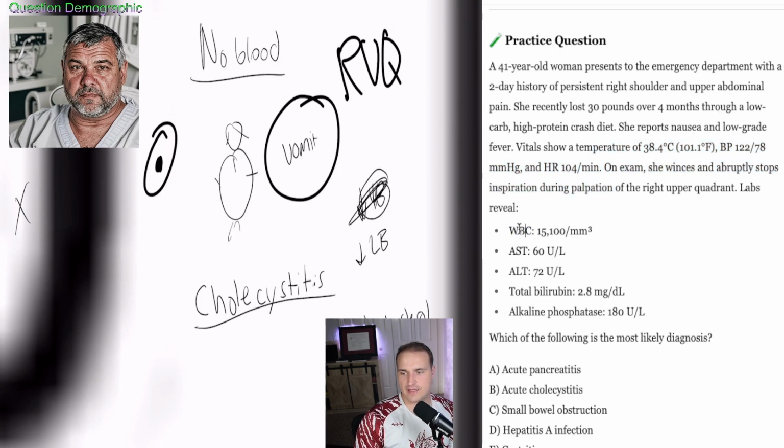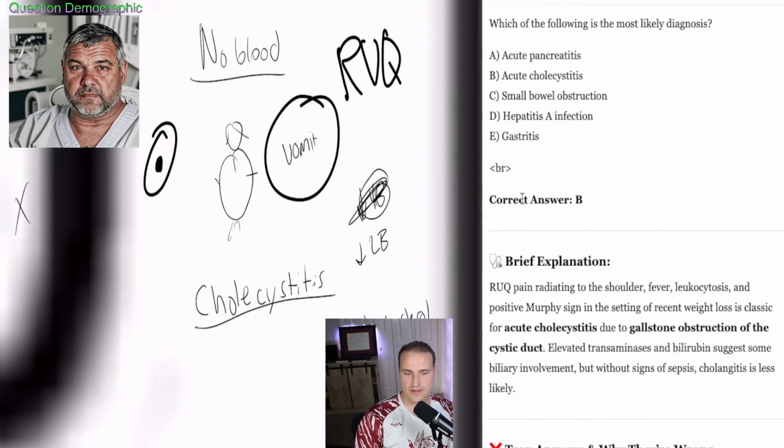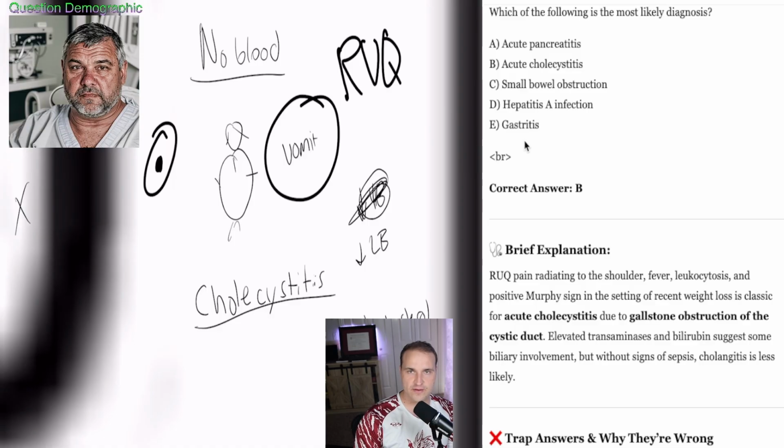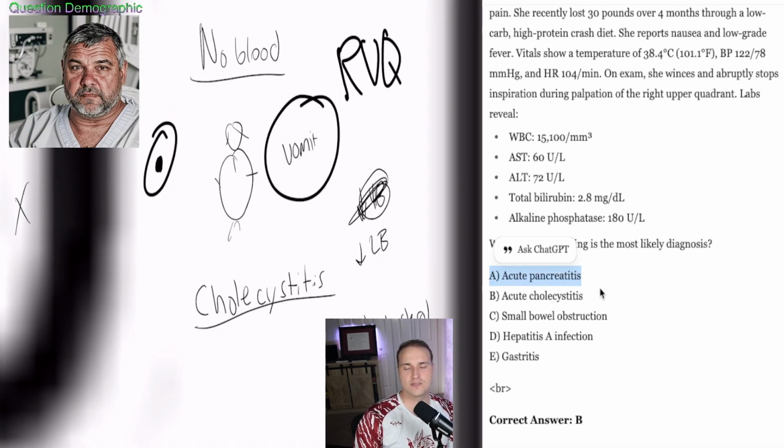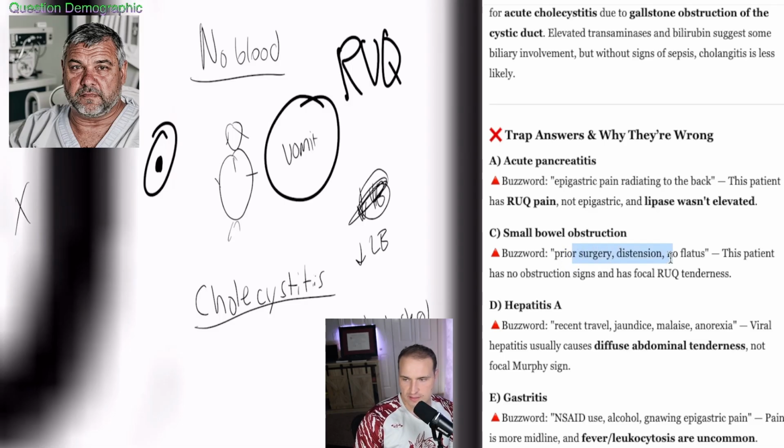And there are a couple of answers that you should always be thinking about with these types of questions. One of them is acute pancreatitis, and that would have elevated amylase and lipase levels. It's super important to know those two lab values for acute pancreatitis. Small bowel obstruction, there's no signs of obstruction. That'd be like a prior surgery or distension. Hepatitis A would be recent travel, jaundice, malaise, all that stuff. And gastritis is NSAID use, alcohol. Gnawing epigastric pain would be gastritis.